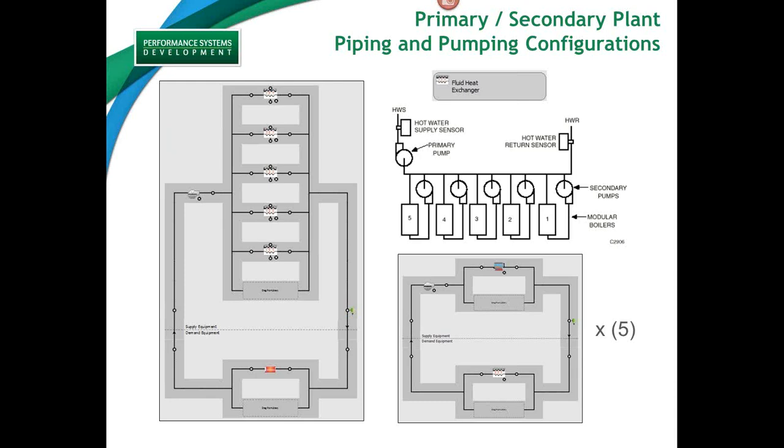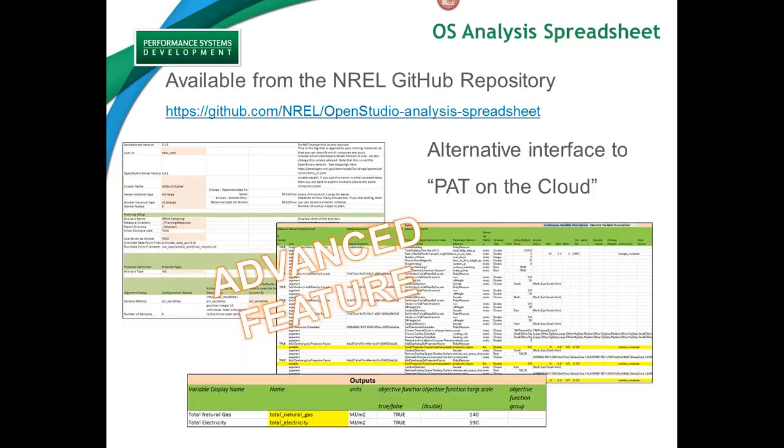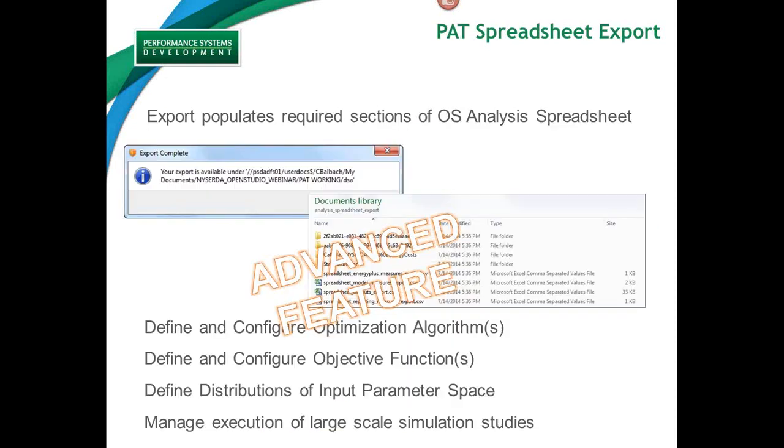Now this spreadsheet, I've taken screenshots of 3 of the different spreadsheet tabs. The spreadsheet has 3 tabs. One is an algorithm setup tab, another is a parameter space setup tab, and the 3rd tab is an output setup tab. So those 3 tabs need to be populated in order to drive the OpenStudio PAT on the cloud analysis. And what we get with the PAT spreadsheet export is that we can set up our run actually in PAT and then export from the PAT tool CSV files that can then be cut and pasted into the OpenStudio analysis spreadsheet, those 3 tabs that I showed a moment ago.